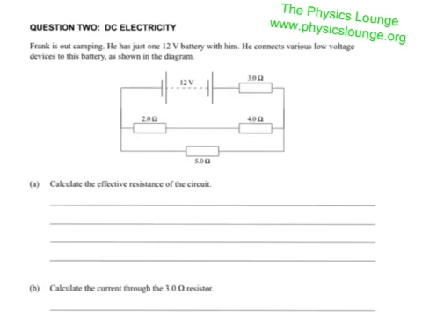So the 2010 paper, question 2, we're on DC electricity, and this is NCEA Physics Level 2. Frank is out camping. He's just got one 12-volt battery with him. He connects various low voltage devices to his battery as shown on the diagram. So the resistors, I guess, are meant to represent the low voltage devices. Calculate the effective resistance of the circuit. So what that means is we're trying to find the total resistance of the circuit.